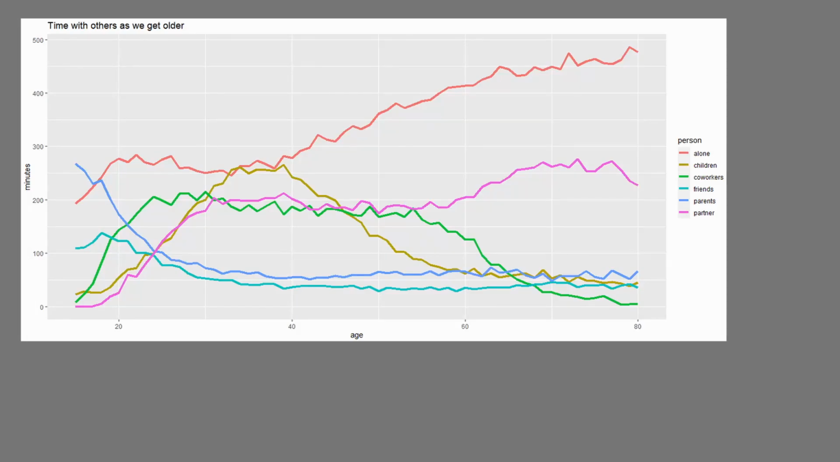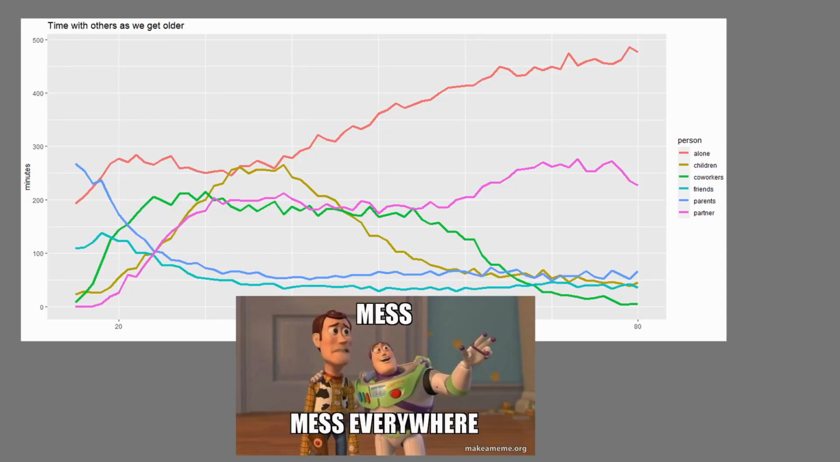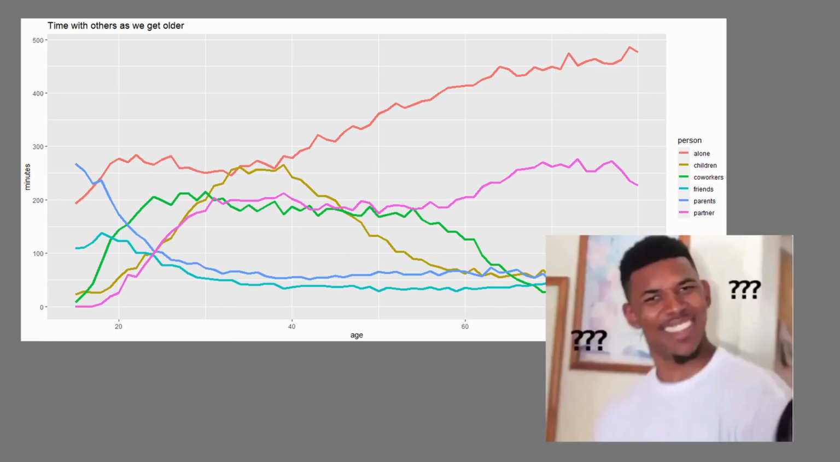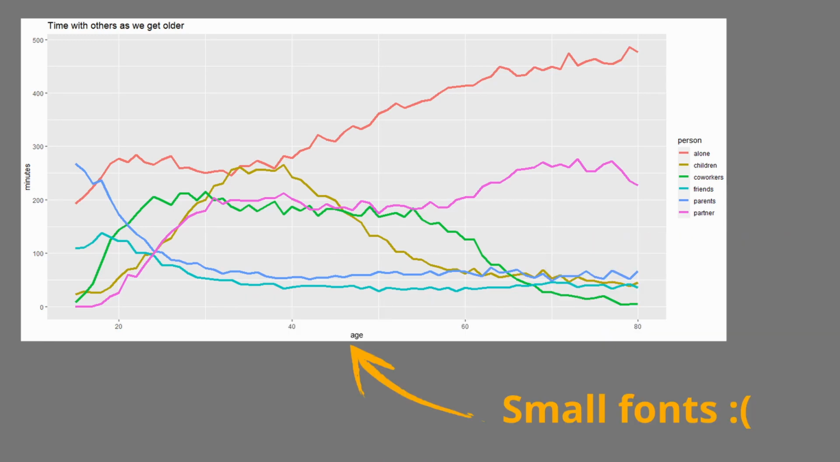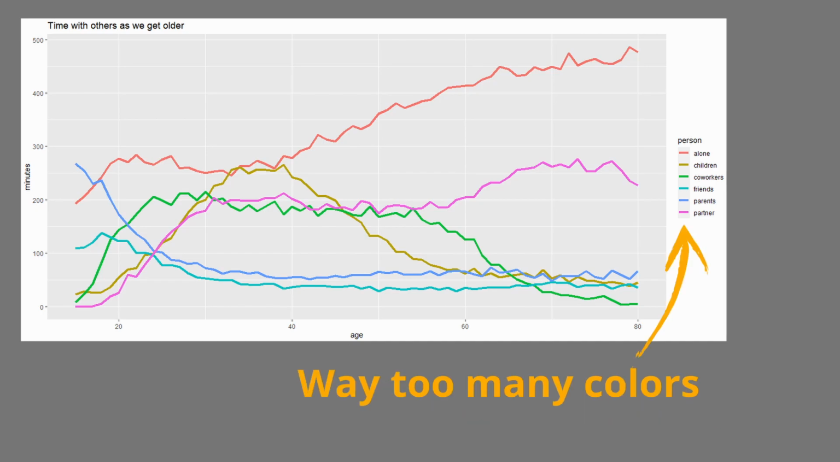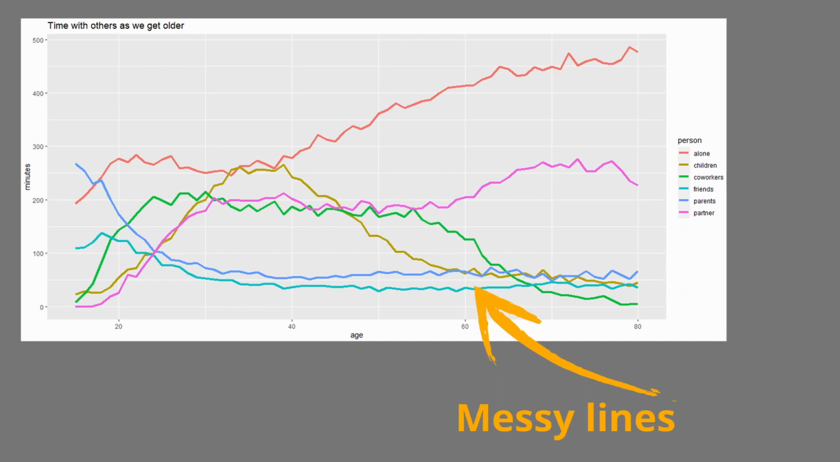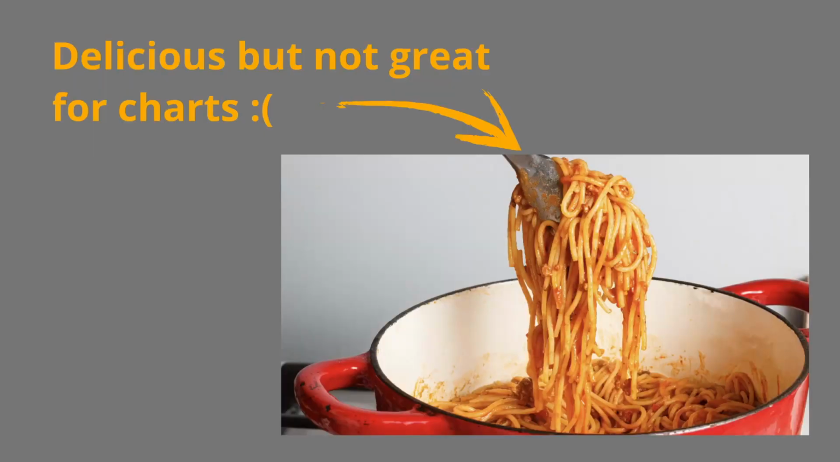Have a look at this line chart. It is a mess because it's super hard to figure out what the meaning of this chart is and what it is supposed to say. Also, the fonts are hard to read, the lines are very colorful, and they go all over the place, which is why such a plot is sometimes called a spaghetti plot.